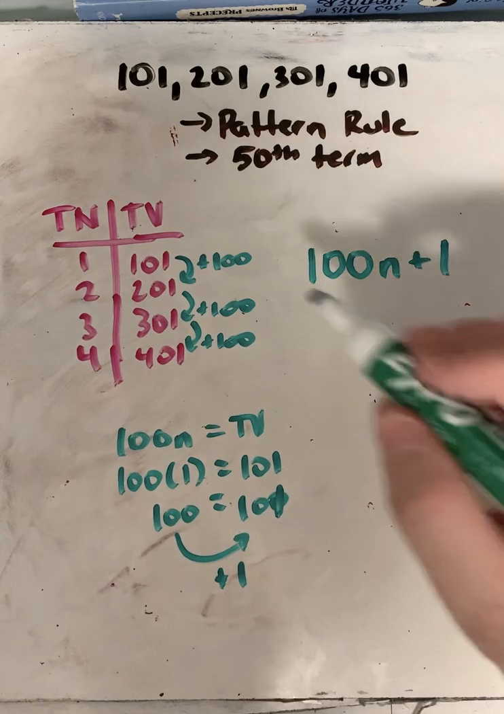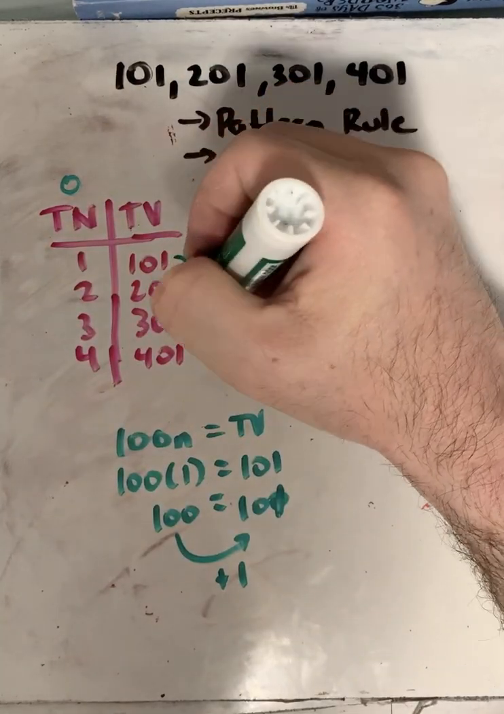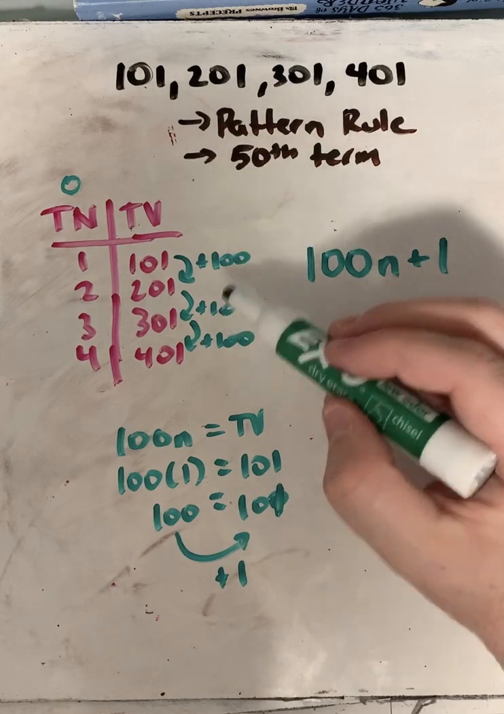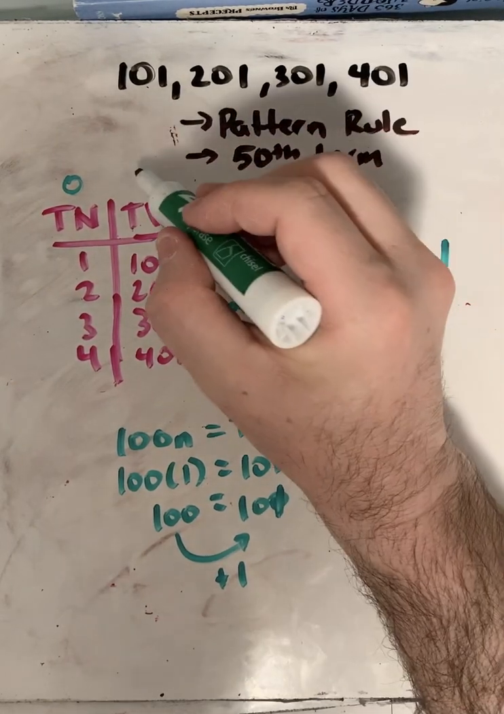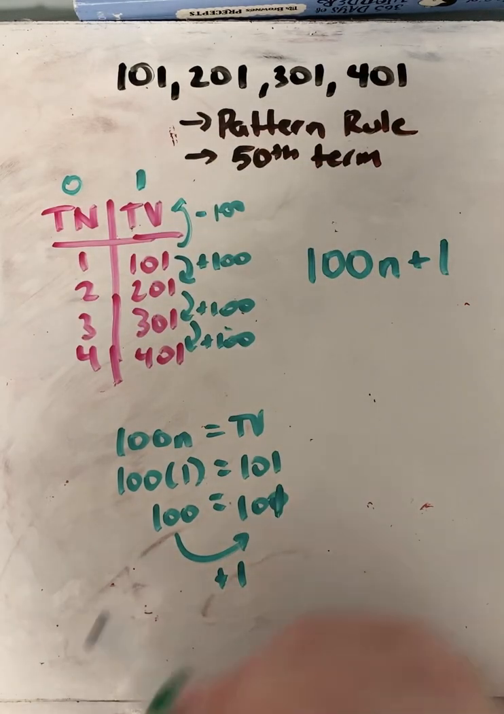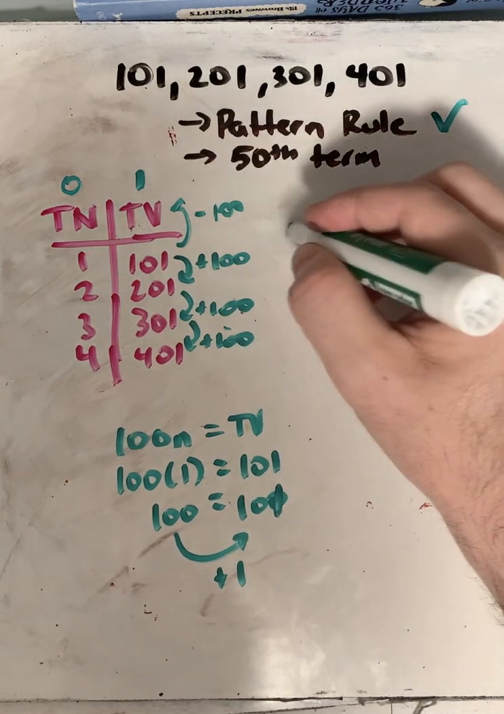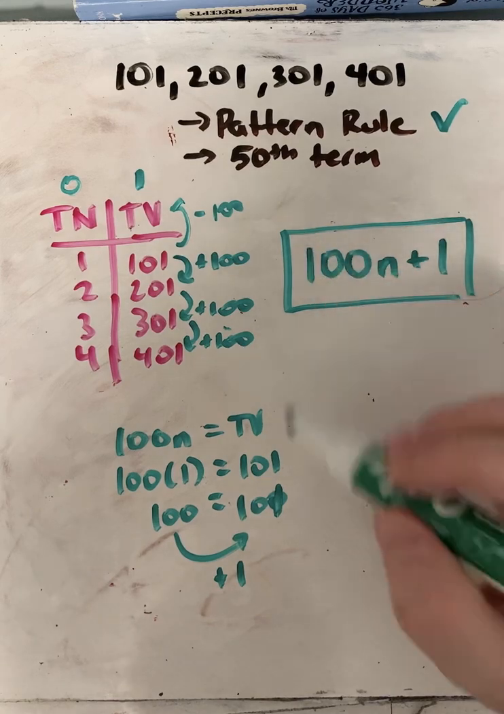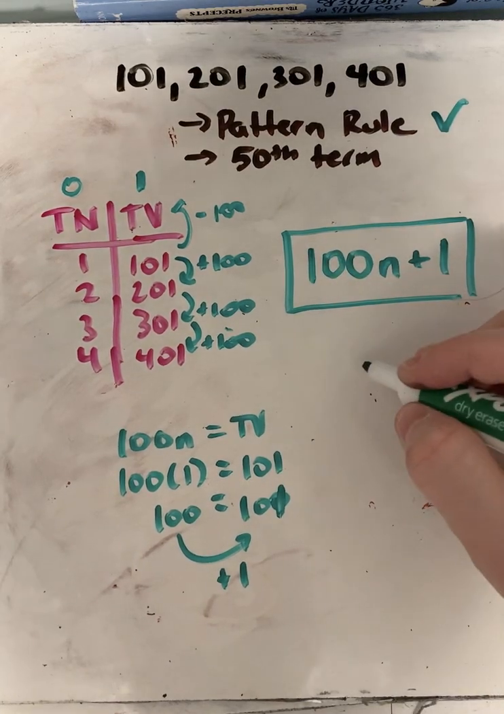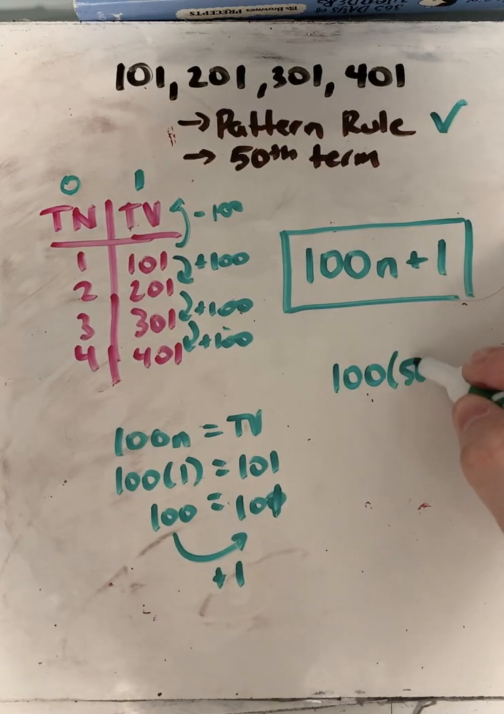if you were a little bit more comfortable with it, you could have said, okay, what's term 0? If I'm adding 100, I'm going to subtract 100, and I'll get 1. And then obviously that would have been your part 1. You would have got your pattern rule, which is 100n plus 1. But then for part 2, you had to figure out the 50th term. So you would have said 100 times 50, right?